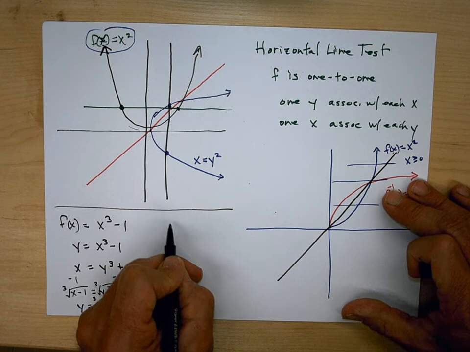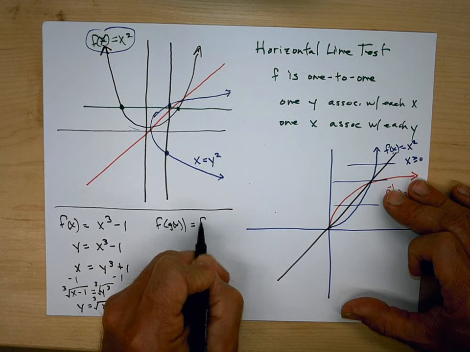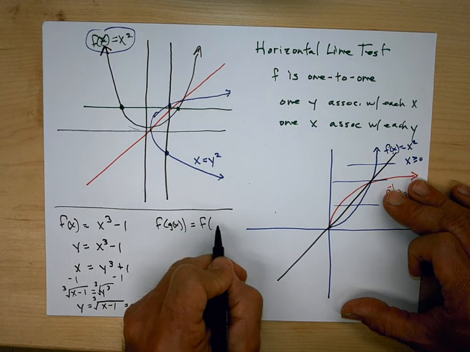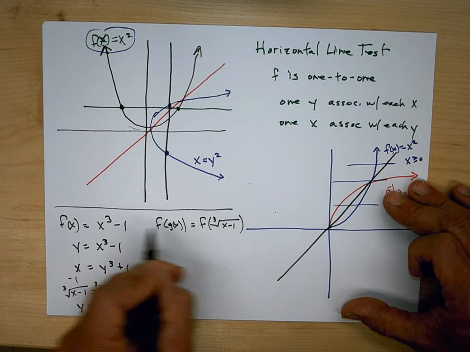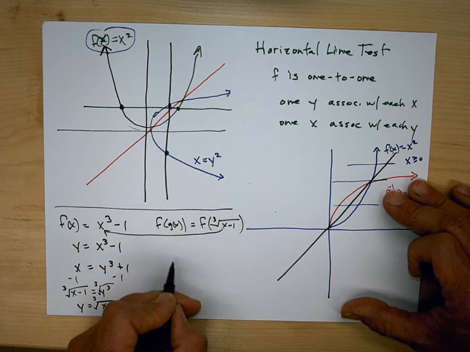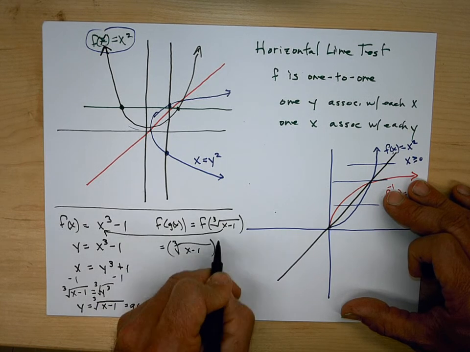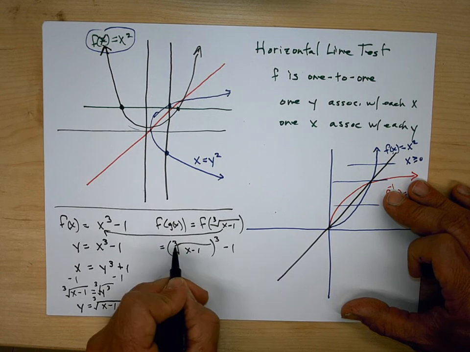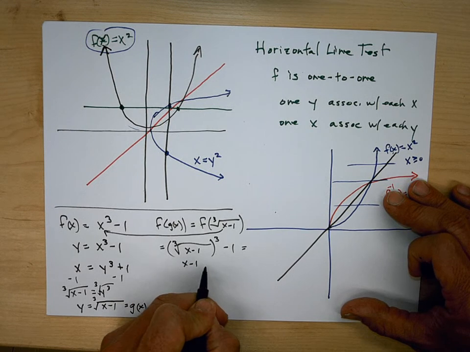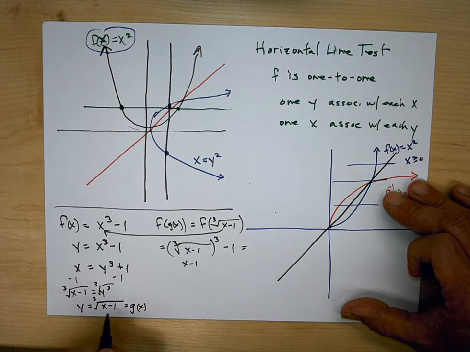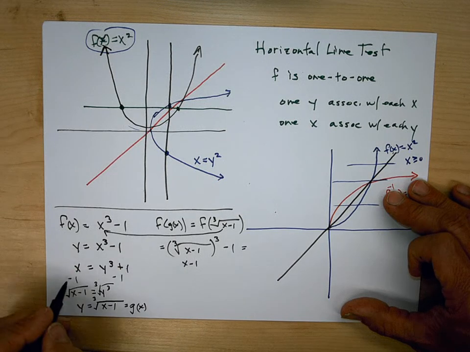So f of g of x is f of, well, g is the cube root of x minus 1. So I'm going to take this and put it in here for x. That's going to give me the cube root of x minus 1, cubed, minus 1. The cube root and the cube undo each other, and I'm left with x minus 1. Oops, this was supposed to be, oh, is that right? Let's see. Sorry.